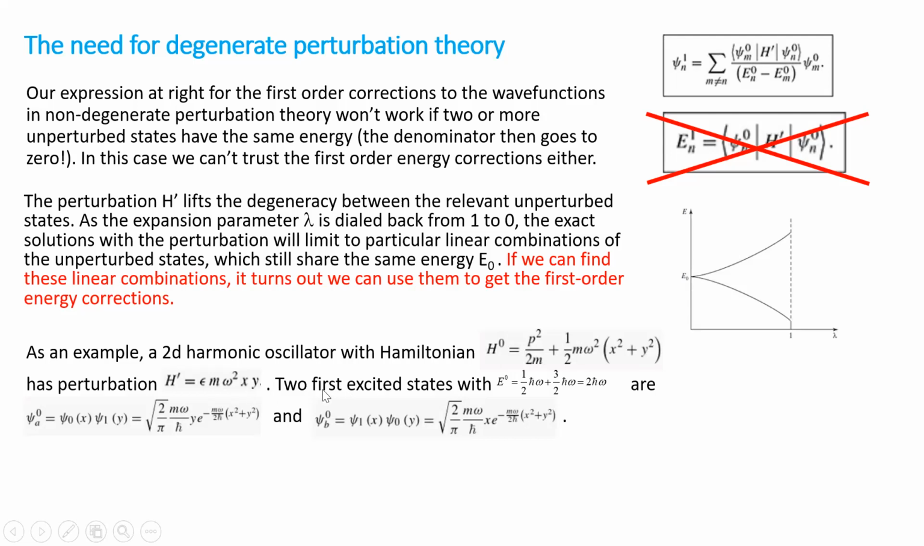Okay, so the ground state of this, because this Hamiltonian separates nicely into x and y parts if you try to solve the TISE for it, would just be psi 0 of x times psi 0 of y, where psi 0 of x is the ground state of the 1D harmonic oscillator, and psi 0 of y is the ground state of the 1D harmonic oscillator in the y direction.